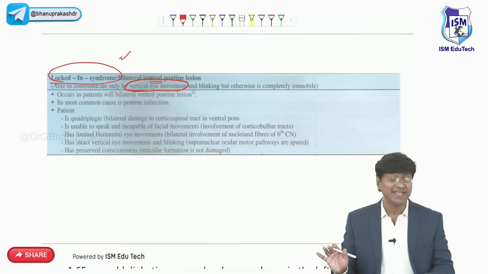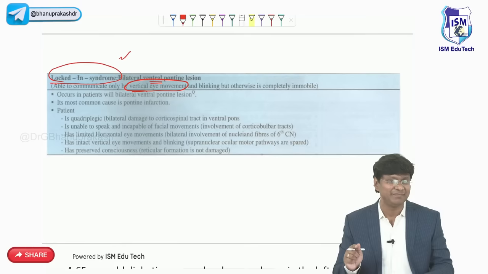So what are the pontine syndromes? Repeat with me. Millard-Gubler, Foville, Raymond-Cestan syndrome and locked-in syndrome. Right. Now, a quick question here.